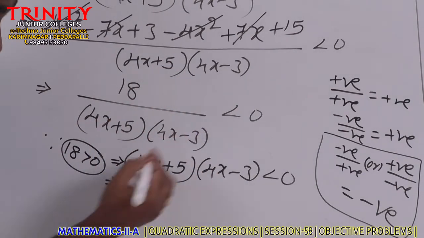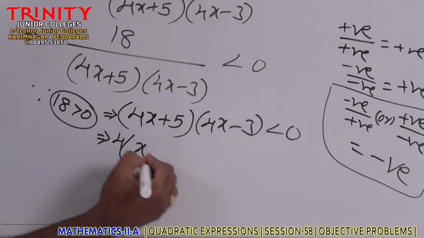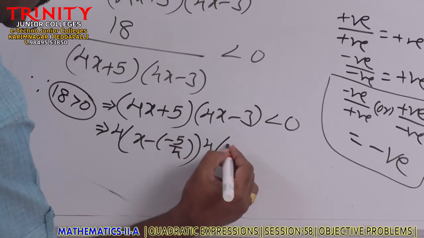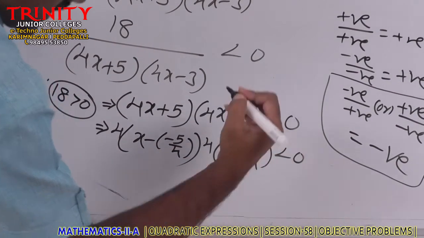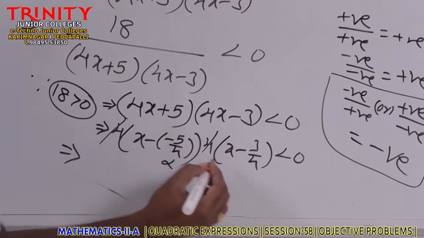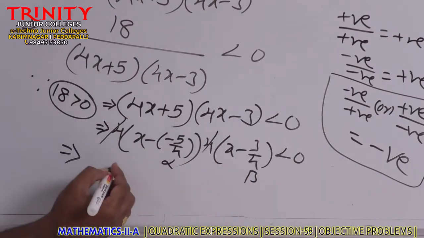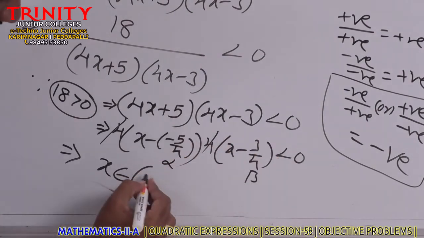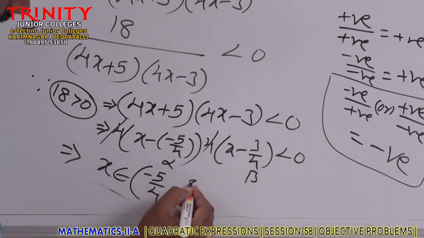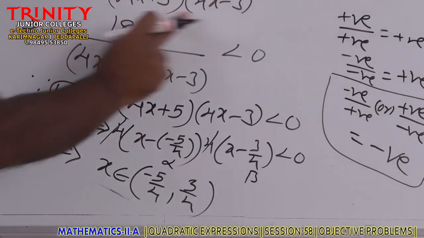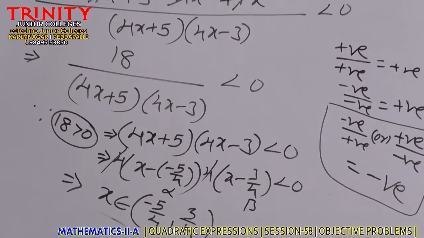Now take 4 as common: x minus of minus 5 by 4, into, here also 4 common, x minus 3 by 4, is less than 0. 4 gets cancelled. Therefore it is in the form of (x minus alpha) into (x minus beta) less than 0. Therefore x belongs to an open interval, because here we have less than: open bracket minus 5 by 4 comma 3 by 4. Therefore x lies in the interval minus 5 by 4 to 3 by 4. Did you understand this point? This is very important. Now we will go to another problem.